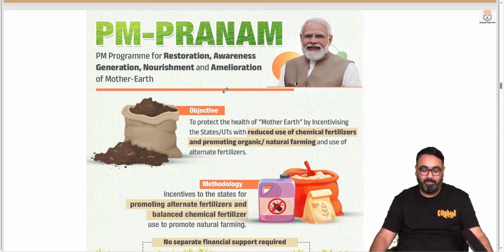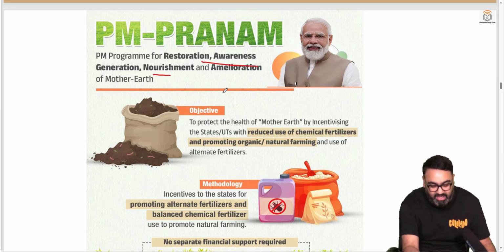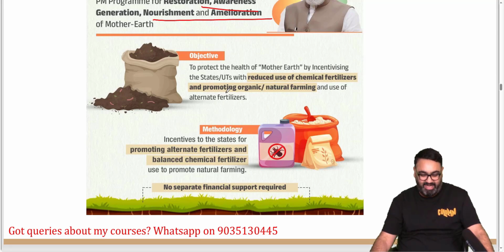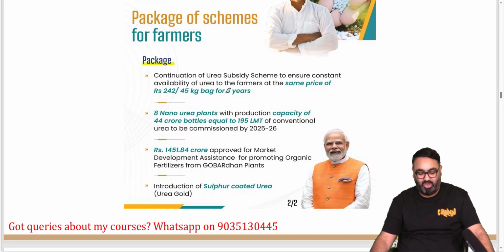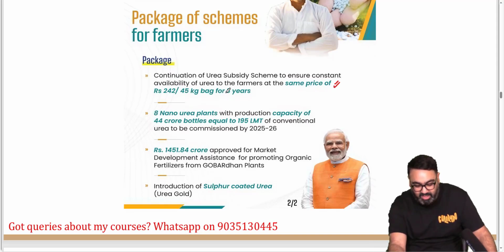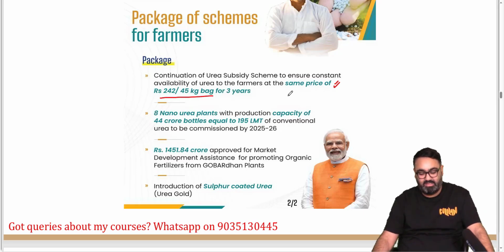These are details of PM Pranam. It stands for PM Program for Restoration, Awareness, Generation, Nourishment and Amelioration. So this is the idea. I'll give you some other details as well. This is the package of this scheme. The urea subsidy scheme will be continued for about 242 rupees per 45 kg bag for 3 years. Eventually, the government wants to push the farmers away from traditional fertilizer and then focus on nano urea and other more effective fertilizers.